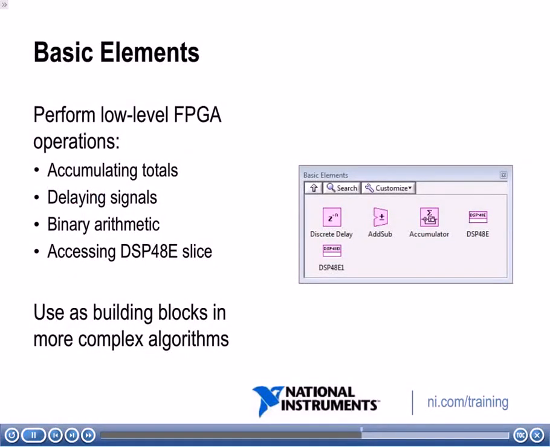On this slide here, we see another subpalette. This is a palette that you'll find within the high throughput math palette. This palette is called Basic Elements, and the nodes that you see here you can use to perform low-level FPGA operations. You see that there's one for accumulating totals there. You can also delay signals with a discrete delay in case you need to line up signals and things like that. You can do some binary arithmetic, and for these low-level functions, a lot of times you might use this as a building block in a more complex algorithm. So you might not even need to use these at all.